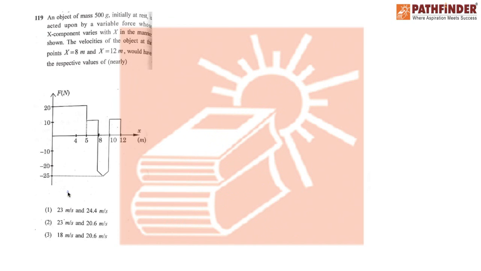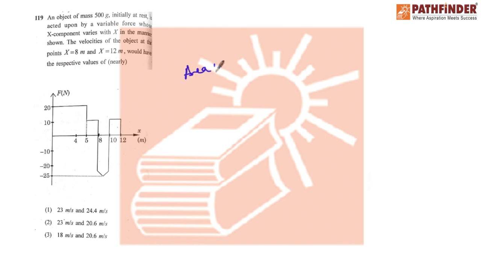So the x component varies with x in the manner shown in the graph. So force versus x is given. The velocity of the object at the point x equal to 8 meter and x equal to 12 meter would have the respective values. Okay, now we are using the work energy theorem. Work done equal to change in kinetic energy. So work done means area under the graph.